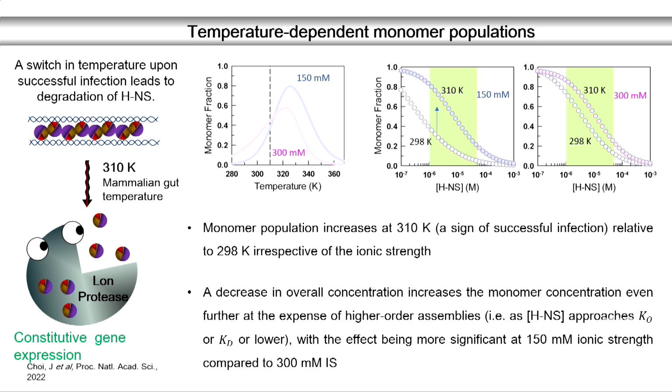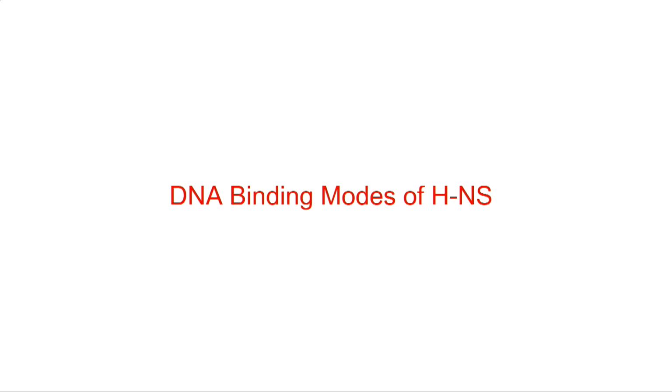All of these works are currently published in Nucleic Acids Research, and you can actually look at it. Right, so now you have a difference in the oligomeric status depending upon different conditions, which is temperature, solvent, ionic strength, or even the concentration. But the question is, does it affect the binding to DNA?